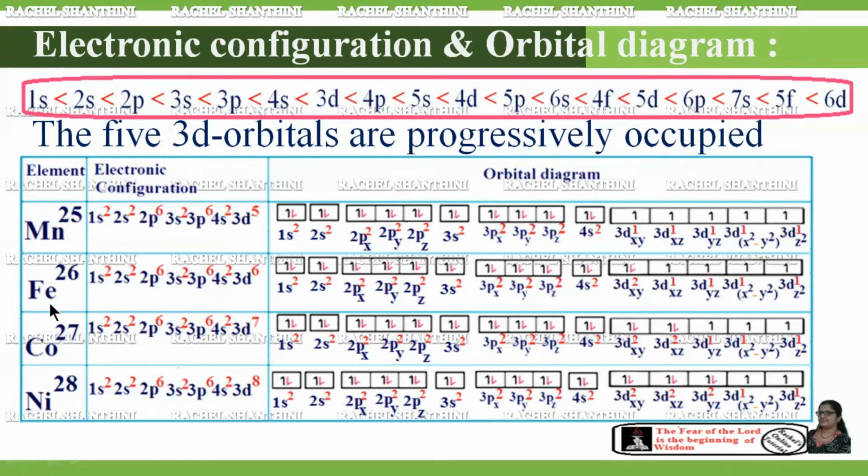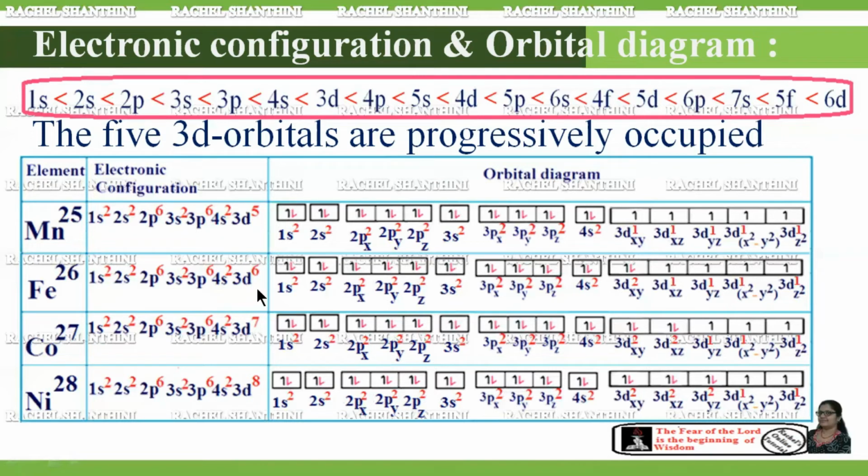Now coming to iron, the atomic number of iron is 26. That is 1 electron more than manganese, right? So we have to follow the same method for iron as we have done for manganese. So 1s2, 2s2, 2p6 because it could accommodate 6 electrons. 3s2, 3p6, 4s2. Up to this, it is the same as that of manganese.